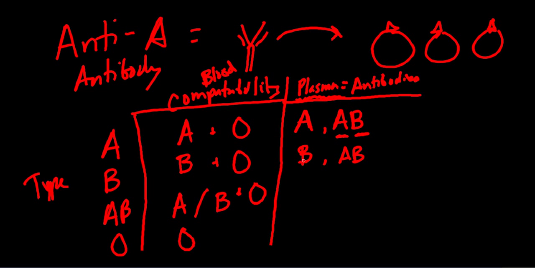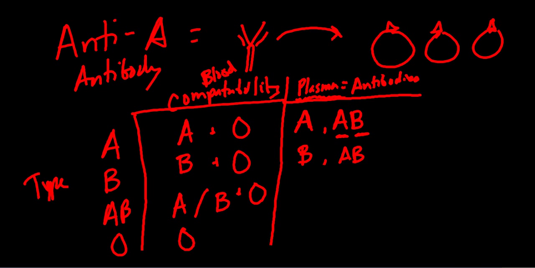Now let's talk about what antibodies are going to be present in someone with A antigen. So blood type A, we take some of their plasma and we give it to a patient. That plasma will contain no anti-A antibodies. So they'll only have antibodies against B. And that makes sense. But here, we can give it to A because they don't have any B antigen, so who cares? We have antibodies against B, but it doesn't matter. Is that making a little sense? Hopefully it is.